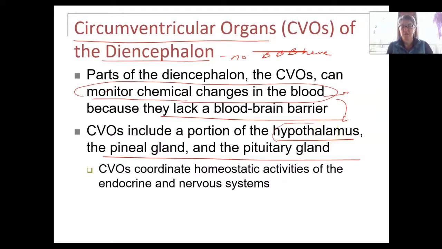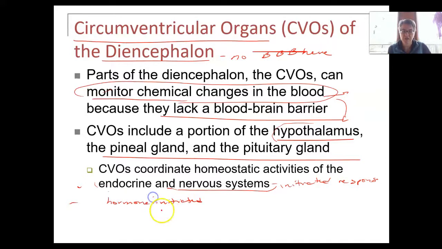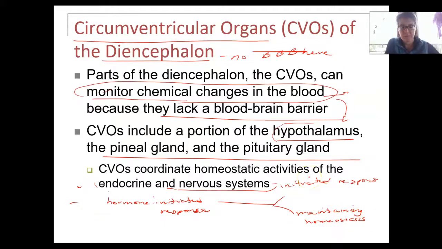So when we're tapping into homeostasis and overall body condition, how we change it is via a nervous system initiated response, which would be really quick, or a hormone initiated response, which will take a little bit longer time. These are my two ways of maintaining homeostasis. Either have a response that's quick via the nervous system, or have a response that's slower via hormones.